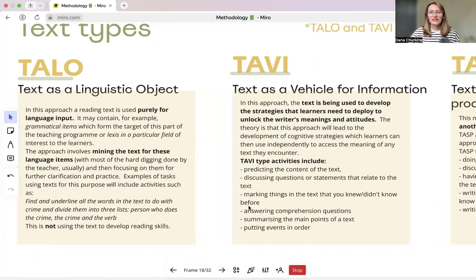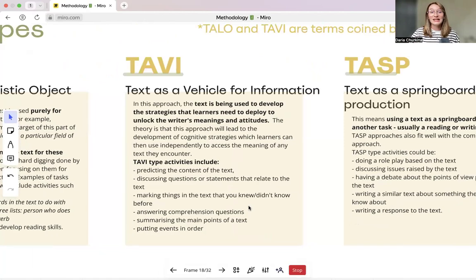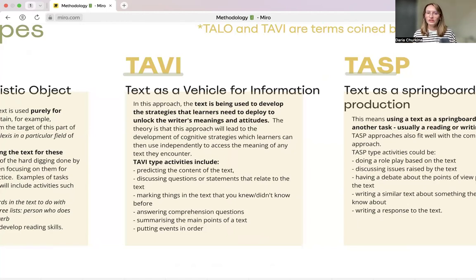Okay, now the second type of text is text as a vehicle for information. This is when text is being used to develop the strategies that learners need to deploy to unlock the writer's meaning and attitudes. In other words, this is when we read and discuss the text. Yes, what we need is to grasp the idea of the text.